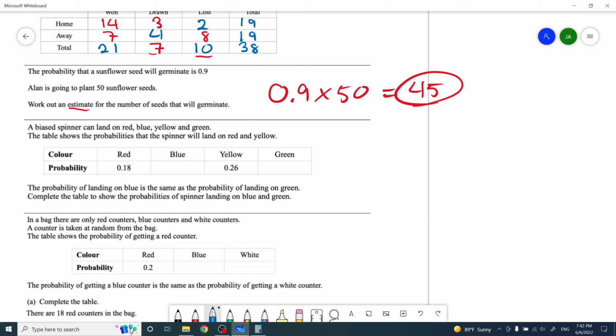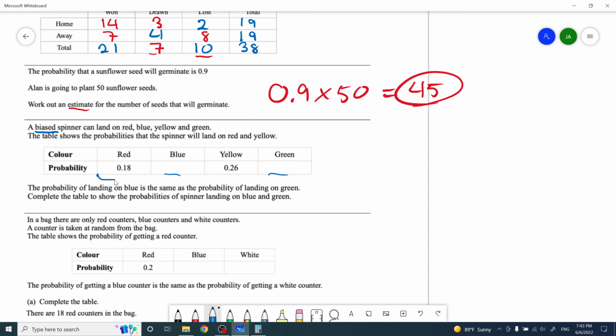Okay, I remember I mentioned this word biased earlier, right? What does biased mean? Hopefully you remember. It means that it is not fair. One outcome could and most likely will happen more often than others. So this is going to be a biased spinner that can land on red, blue, yellow, and green. The table shows the probabilities that the spinner will land on red and yellow. So here red is 0.18, yellow is 0.26. The probability of landing on blue is the same as the probability of landing on green. So in other words, these two numbers should be the same. So we need to complete the table to show these probabilities.